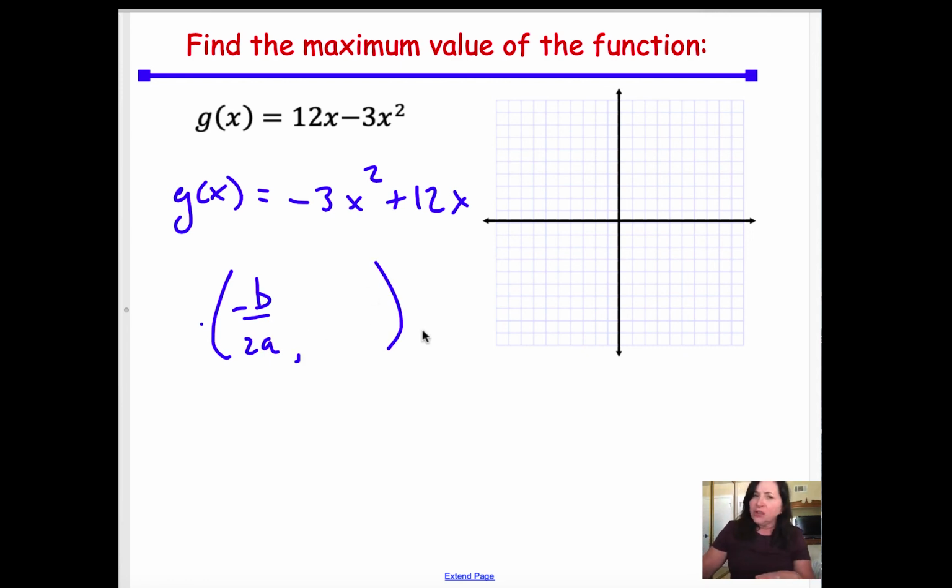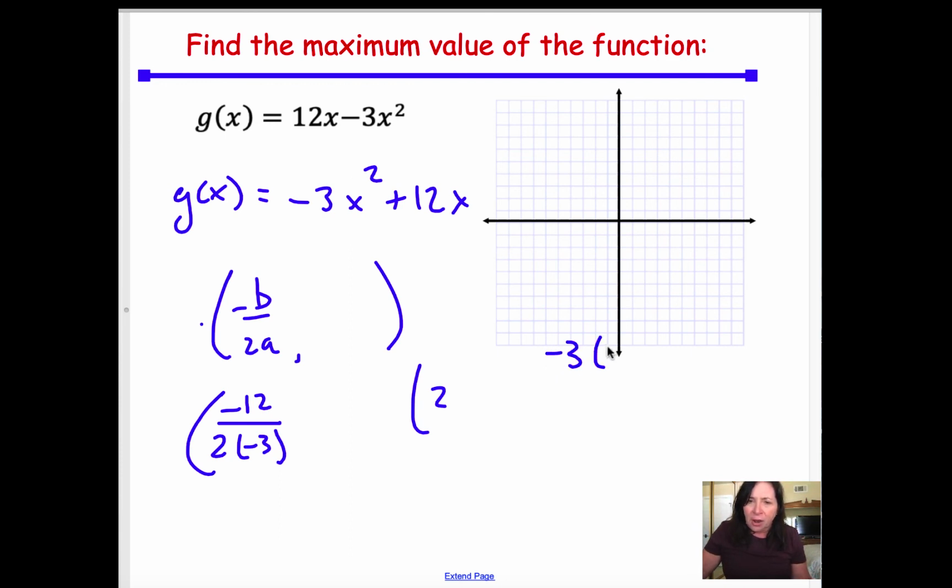I mean, if it's easier or quicker for you to actually complete the square, go for it. I think that's easier too. The opposite of b, so negative 12 over 2 times a, which is negative 3, so that's 12 over 6, which is 2. So my x coordinate is 2, which means now I'm going to plug that back in, and I'm going to get negative 3 times 2 quantity squared plus 12 times 2. That is negative 12 plus 24, so that's 12.